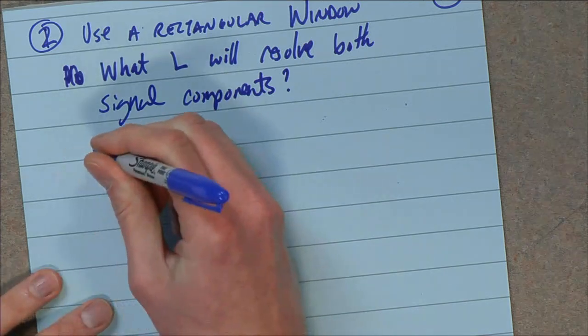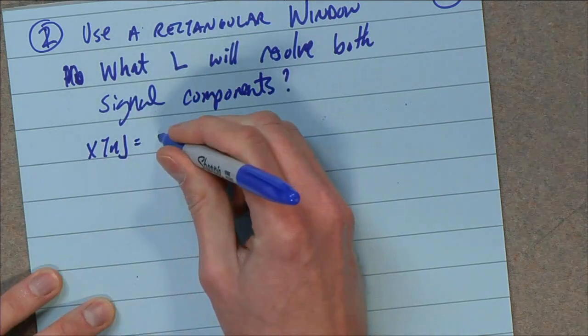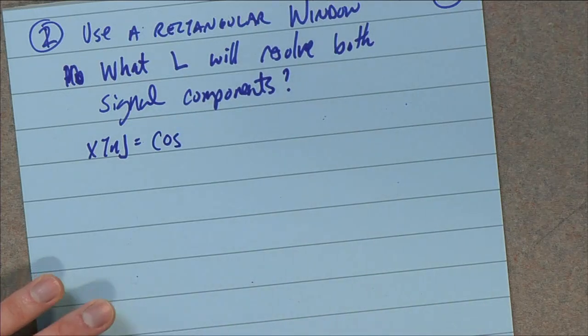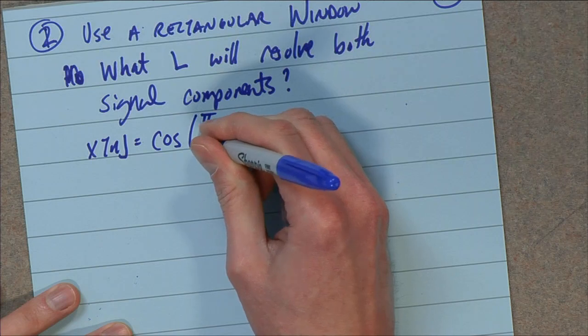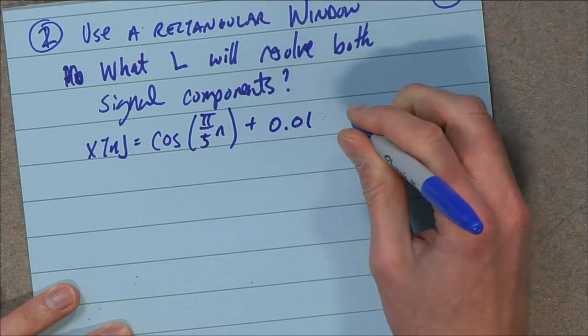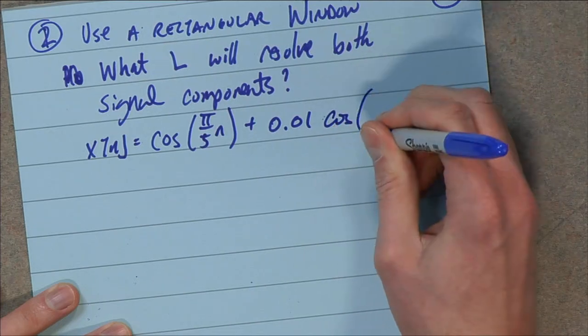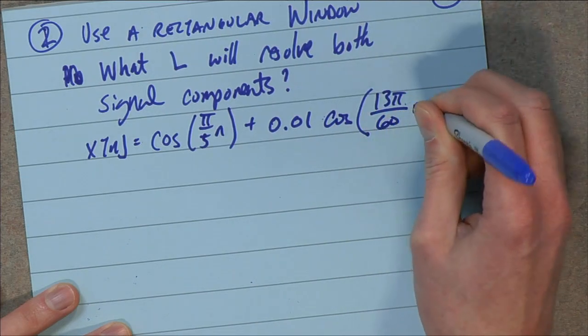And so let's let x of n be the signal, our model, that we want to make sure this system is capable of resolving. You can think of it as a test vector for the system that you're designing. Cosine of 13 pi over 60 n.